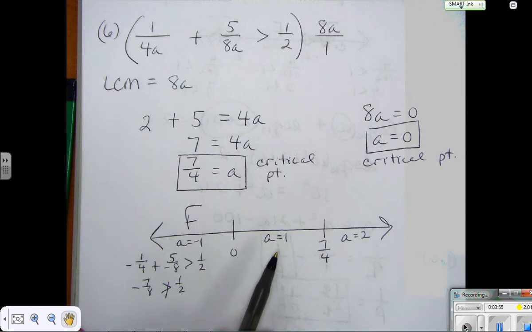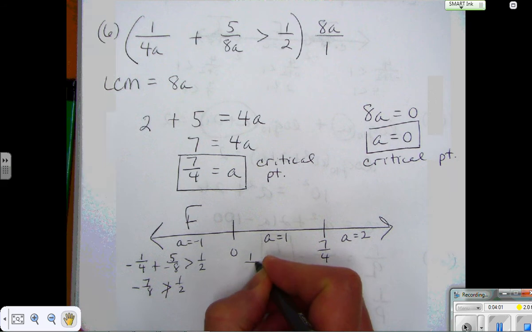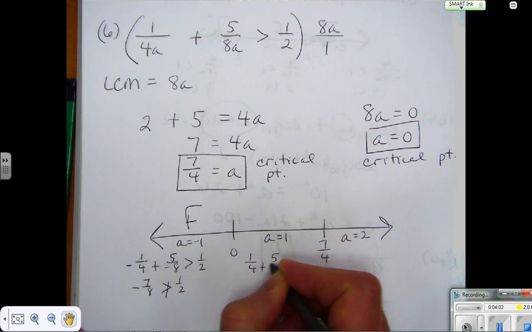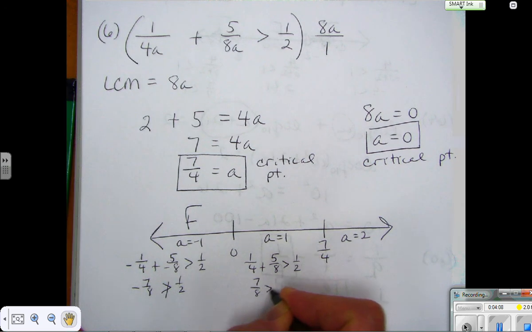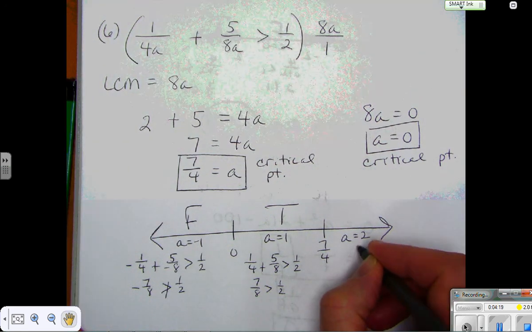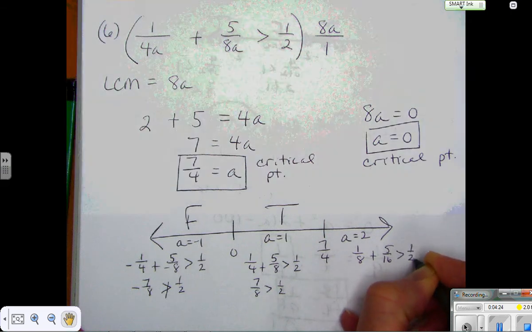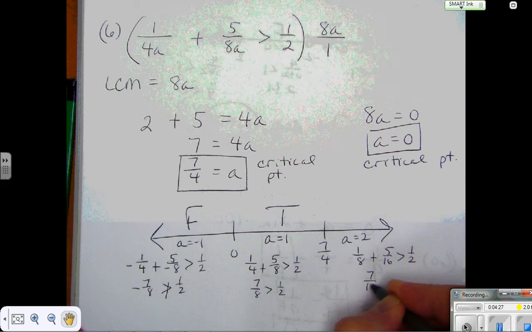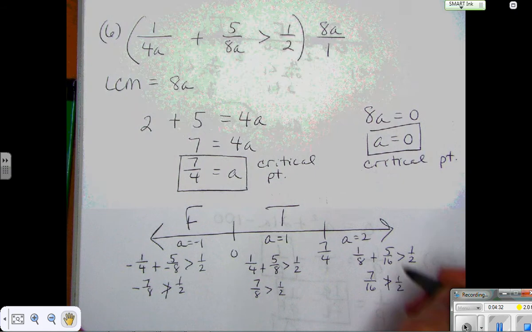So I'm going to test this middle region, going to take that value for a, plug it into the original inequality. So I have 1 over 4 plus 5 over 8 is greater than 1/2. So 7 over 8 is greater than 1/2. That's true. Okay, it's almost, 7 over 8 is almost 1, so that's bigger than 1/2. And then the last one, where a is 2, 1 over 8 plus 5 over 16 is greater than 1/2. So that'll work out to be 7 over 16 is greater than 1/2, which that's not true. It's not quite a half. So that one's not going to work.